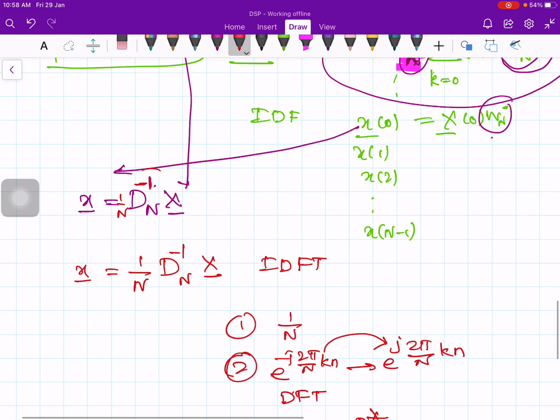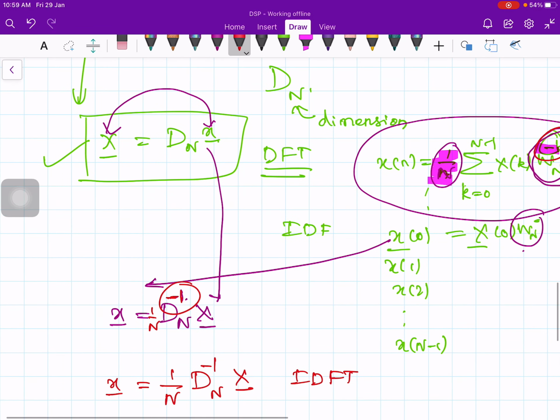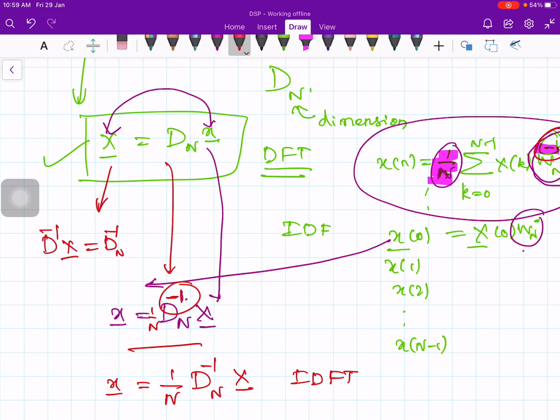So why did I put inverse here? See, from this how can I get back this equation? You pre-multiply by D inverse on both sides. So you take this equation, D inverse X bar is equal to D inverse Dn, D suffix n, and small x bar. I am sorry.